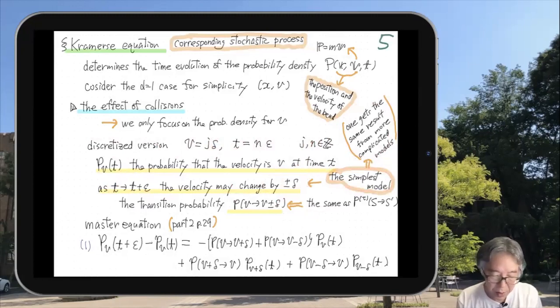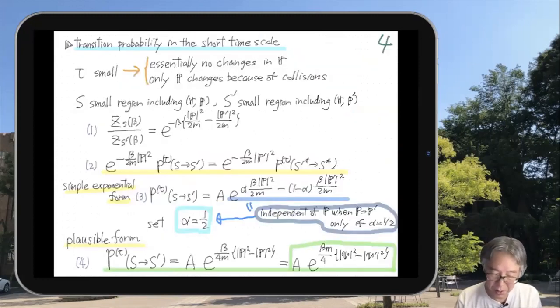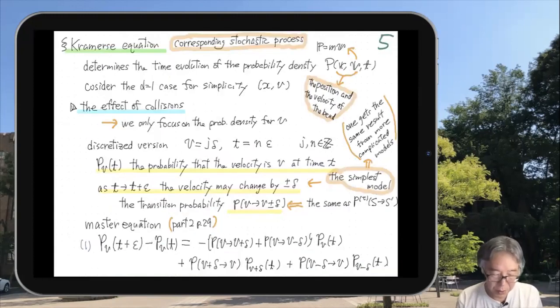Okay, now then we only focus on this transition probability in which V goes to V plus delta or V minus delta. And we can identify this with P_tau(S, S prime) with suitable choice of tau, S and S prime, which we were considering. So we know this form, okay? So we know that this is written like this. Okay, now we consider the master equation that this P(V, t) obeys.